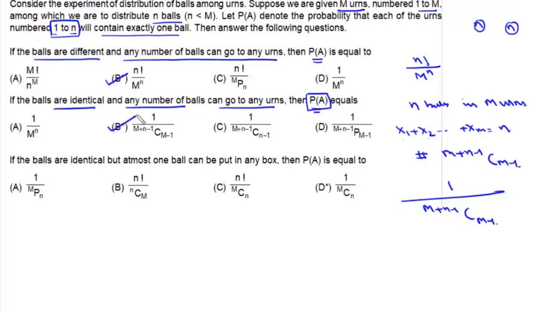Now it says, if the balls are identical but at most one ball can be put in any box, then PA is equal to what? Now if only one ball can be put into one box, then the total number of ways of distributing these balls will be, from these m urns we have to choose any n urns, which can be done in mCn ways. And once we have chosen n urns, then these balls can be distributed in only one way because the balls are identical. Now again for PA, n balls are put into the first n urns, so it will be simply 1. So this required probability will be 1 upon mCn, and that's your option D.